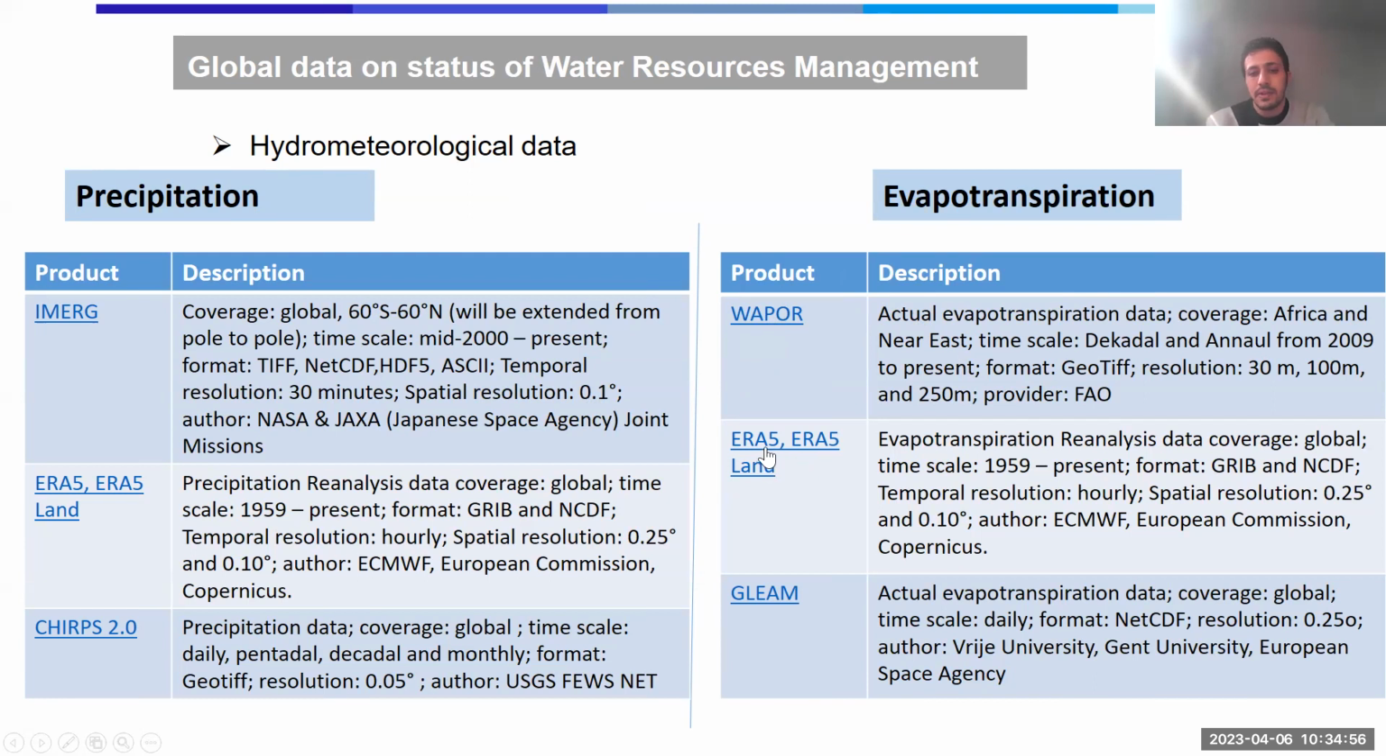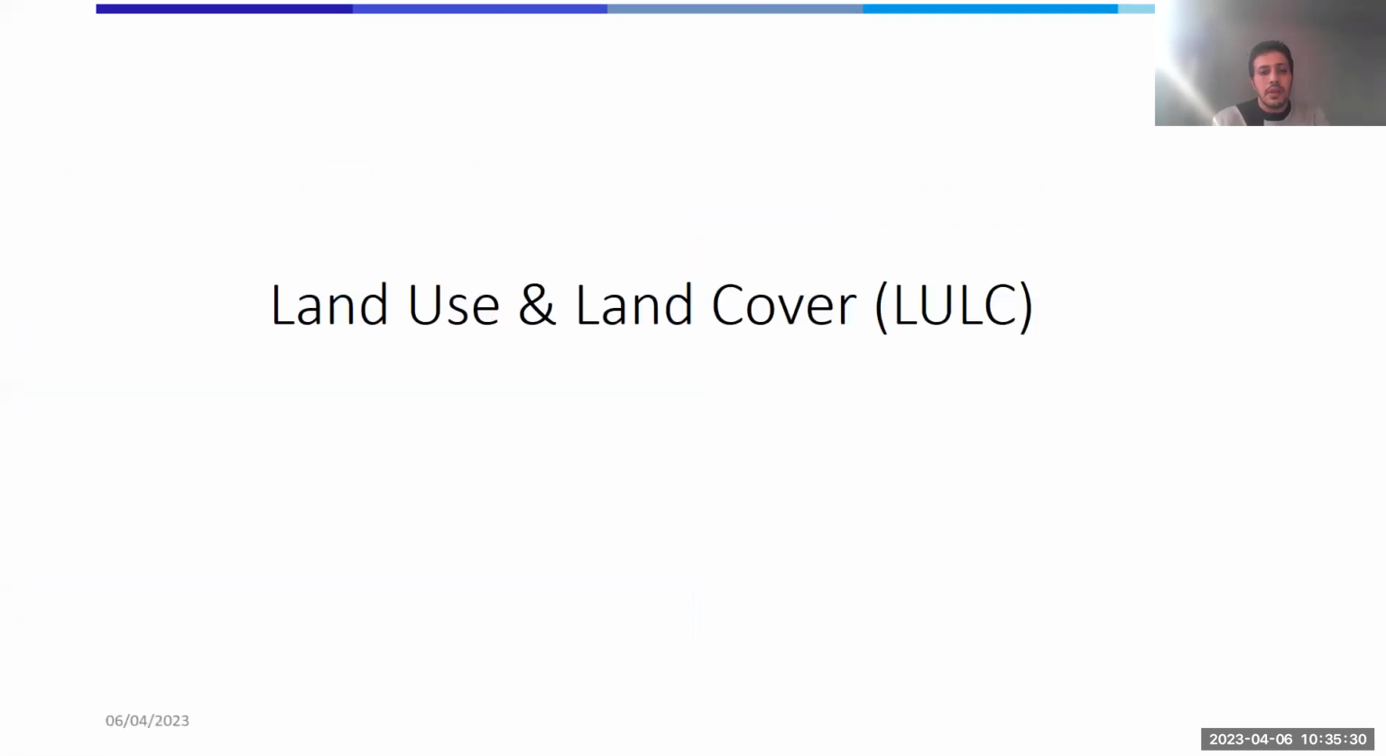And also ERA5 and ERA5-Land, they also have evapotranspiration. If you are interested, they also have snow or temperature or many other components. And there's also GLEAM, which is actual evapotranspiration data. It covers the globe and it's daily. The resolution is 0.25. It's not a high resolution, but you can use it in some study areas, for example the Blue Nile. It's a very big catchment, so you can use it there.